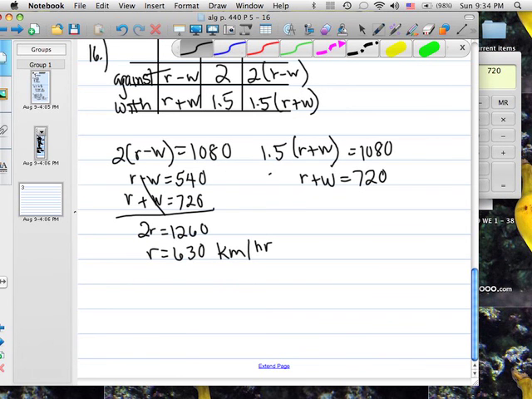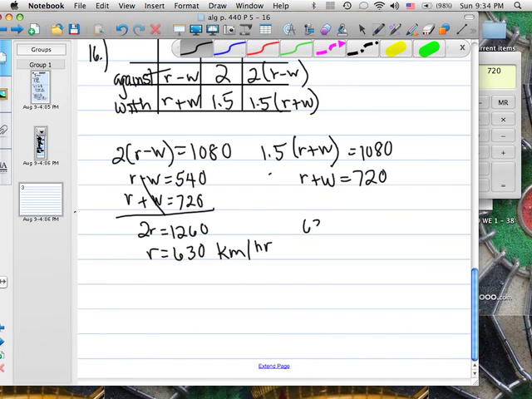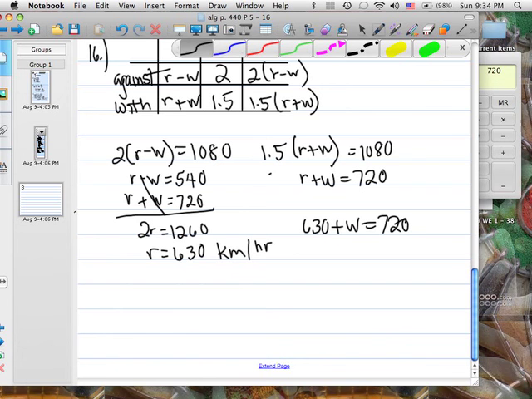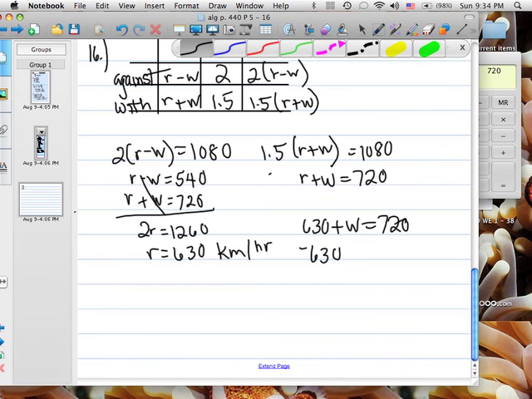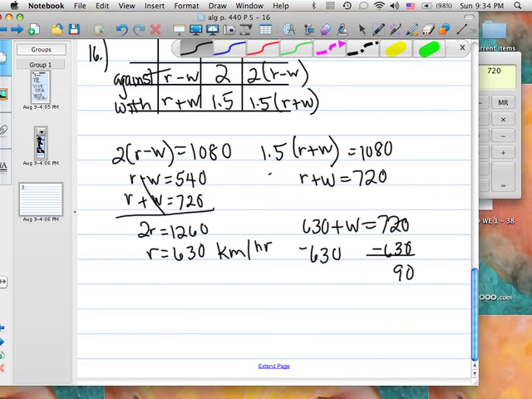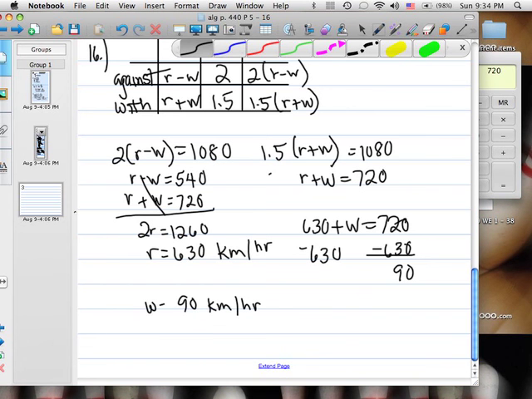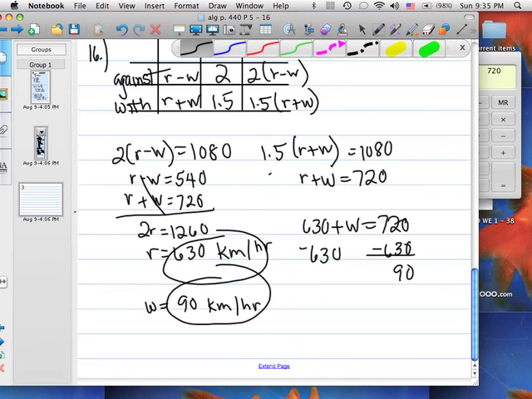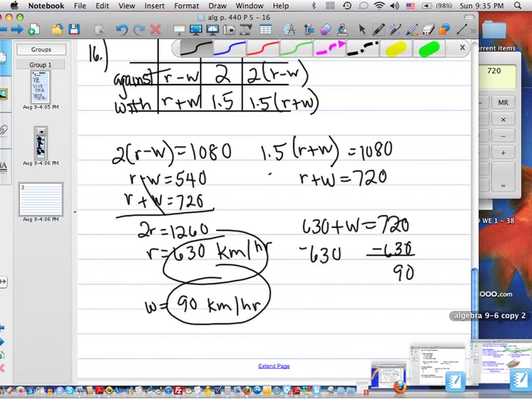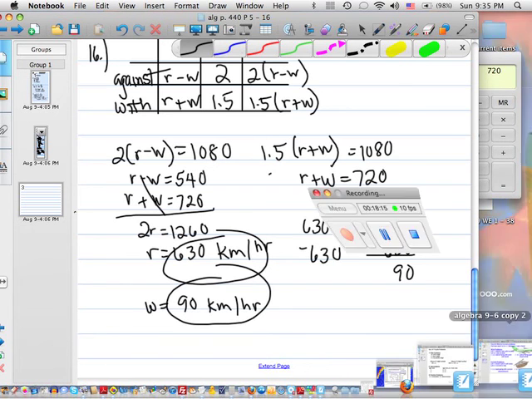And the wind, take either one of these. I'm just going to use this one. 630 plus W equals 720. Subtract 630. And we get 90. So 90 kilometers per hour is the wind. And that concludes the evens. Be sure you check the back of the book for the answers to the odds.